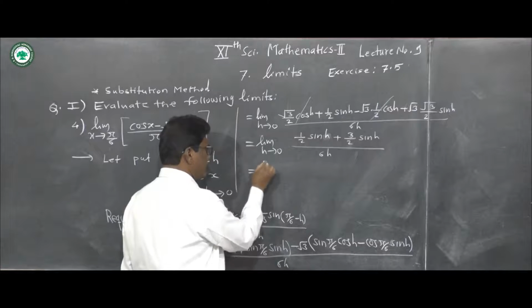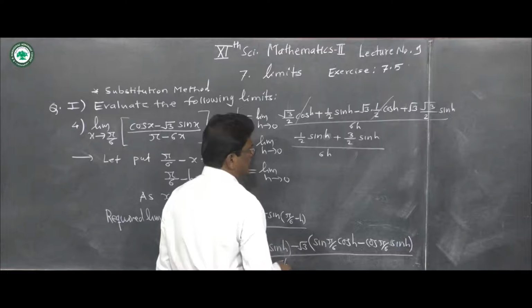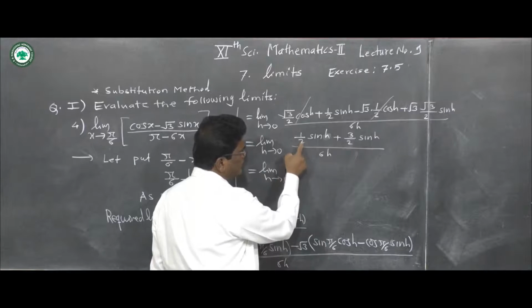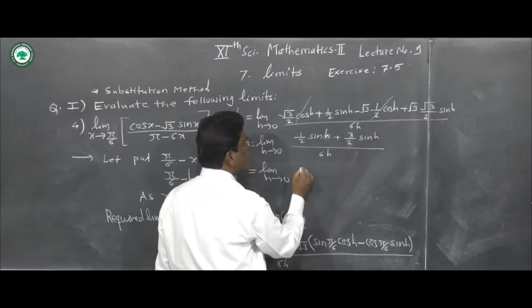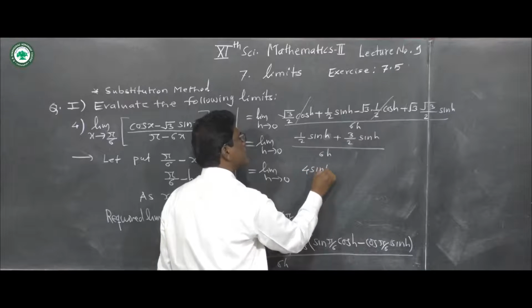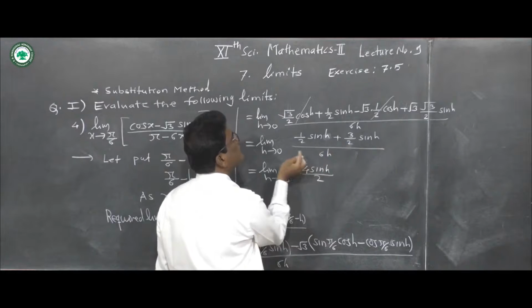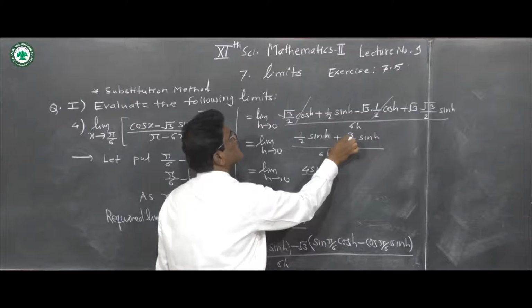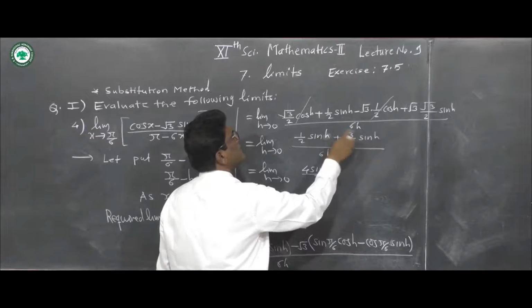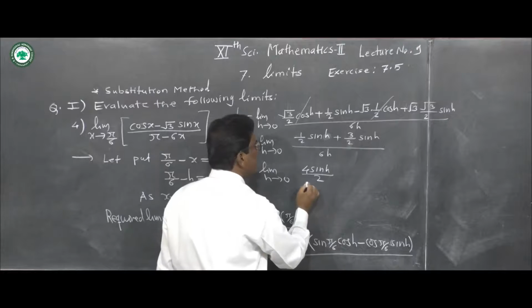So it is equal to limit as H tends to 0. Now here the denominator is 2. So 1 sin H plus 3 sin H, that is 4 sin H, divided by this 2. Denominator same, so we take the addition of numerator. Here 1 into sin H, that is sin H, plus 3 into sin H, 3 sin H. Sin H plus 3 sin H, 4 sin H, and upon this 2, and divided by 6H.